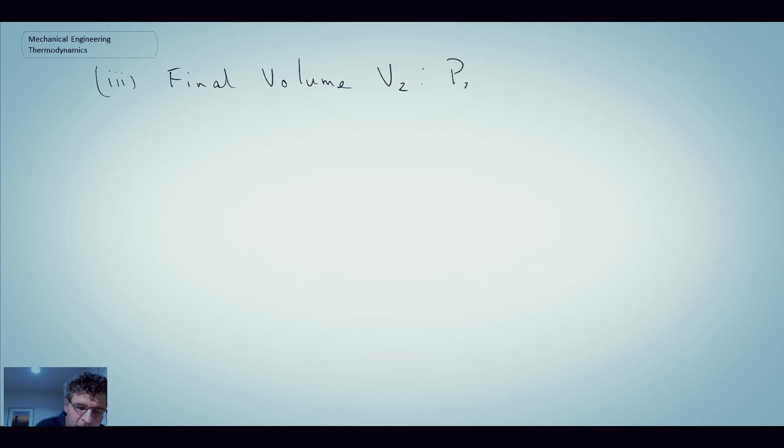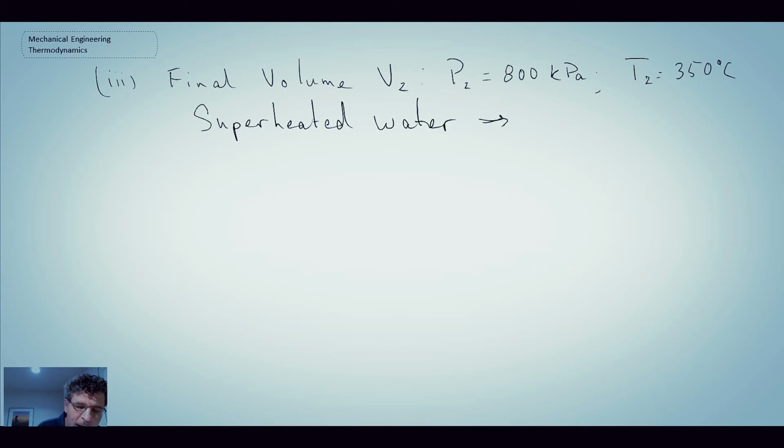So what do we know there? We know that the pressure is 800 kPa, and we know that the temperature there is 350 degrees C. Well, remember earlier we said that we were in the superheated region. So we go back into our tables and we look under superheated water. We'll find a table at a pressure of 0.8 MPa, and then we look for 350 degrees Celsius, and from there we can obtain the specific volume.